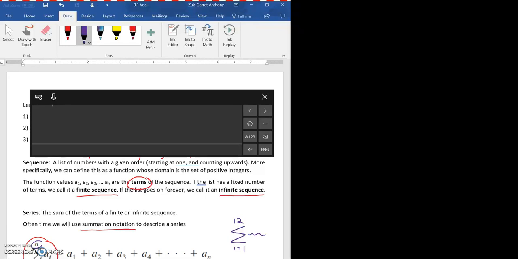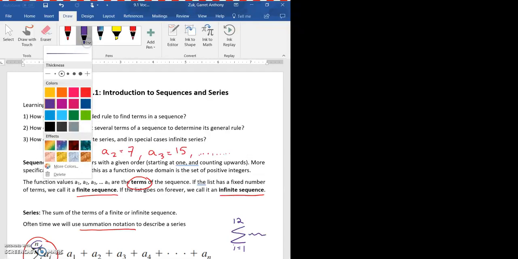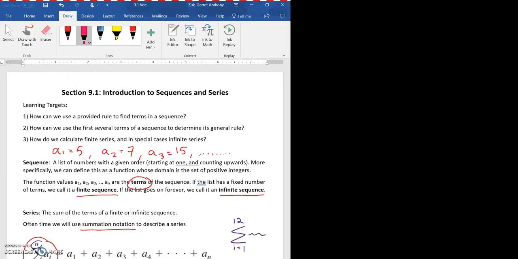Last big vocab word I want to go over is the word factorial. Again, one that I believe you're familiar with. That just means we're going to multiply all the numbers up to whatever number we choose. So if I want to do 7 factorial, we use this exclamation point. That doesn't mean I'm very excited about the number 7. That's a specific function here.